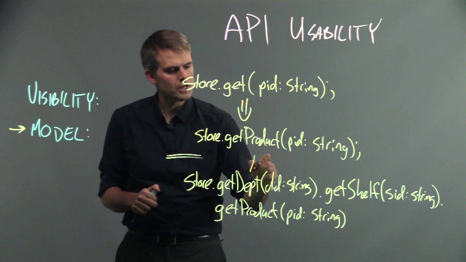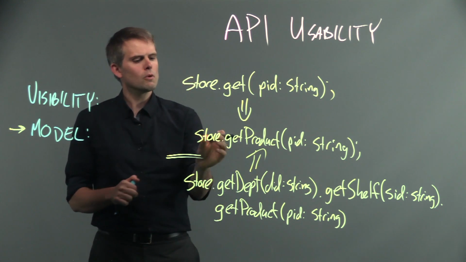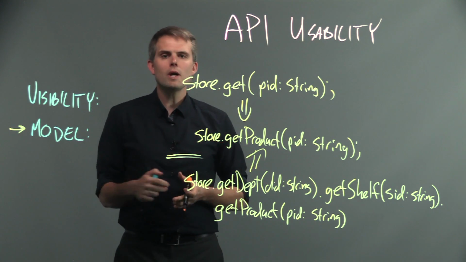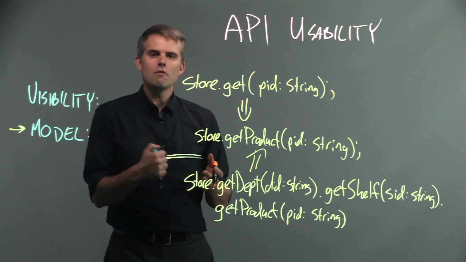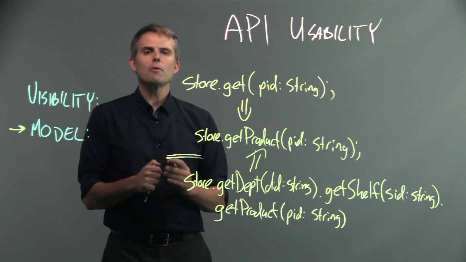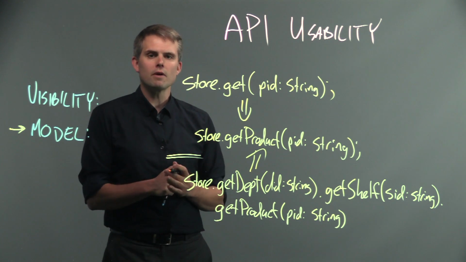And this drives us towards an API that looks like this one. But this is where we want to see just store.getProduct with a product ID, where we abstract away the notion of a department and a shelf from the developer, right? So this is the kind of case where we want to think about the level of abstraction that we're actually giving to a developer as well.